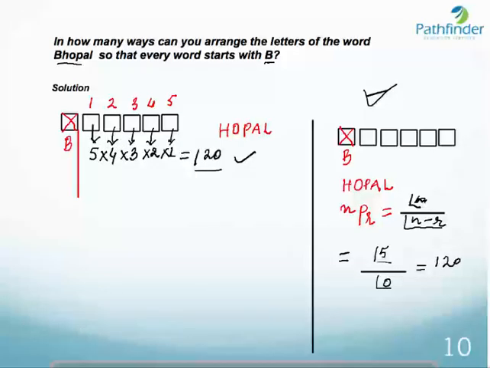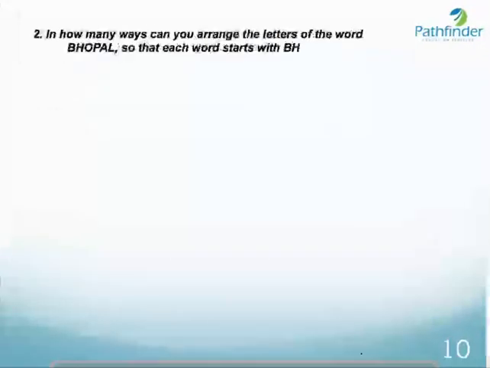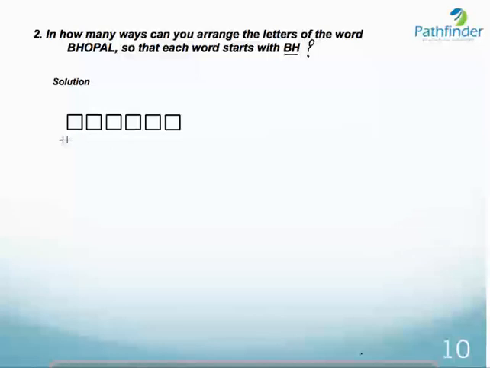Let us look at another similar question. In how many ways can you arrange the letters of the word Bhopal so that each word starts with BH? Let us solve this question. Now, once again we have 6 places for 6 letters of the word Bhopal, but the first 2 places this time are fixed. So we fix the places B and H. These cannot be filled anymore because these have to be filled by the fixed letters B and H.